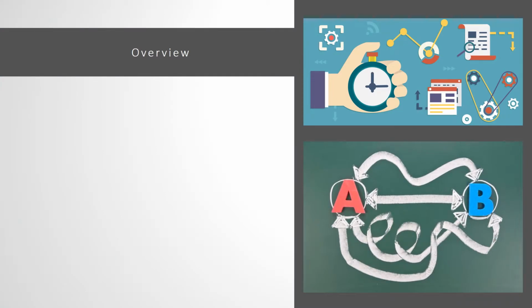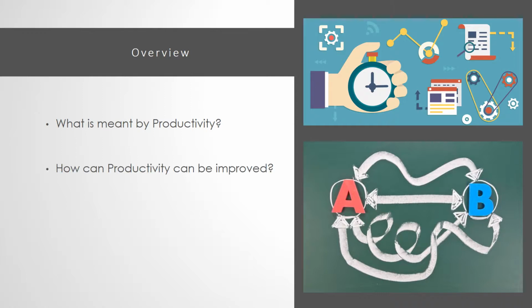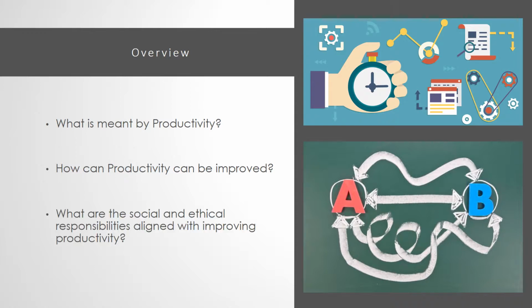More specifically, I will be discussing what is meant by productivity in regards to the definition and its importance. Next, I will be discussing various ways in which productivity can be improved. And finally, I will touch on the social and ethical responsibilities that come with productivity growth.